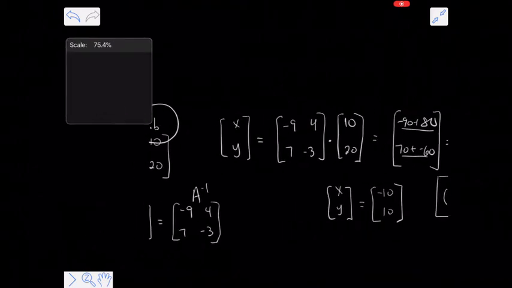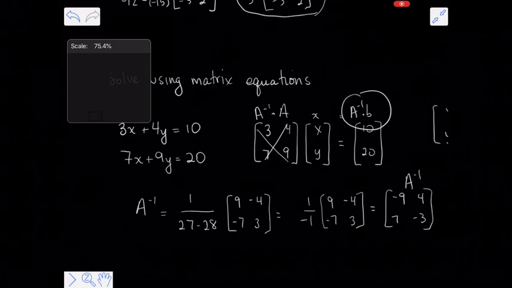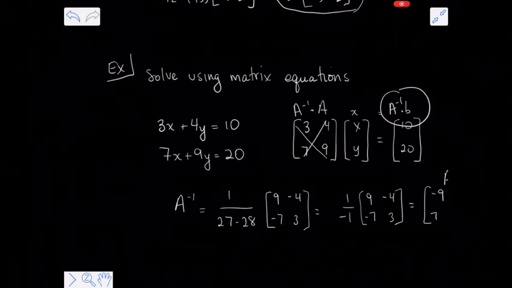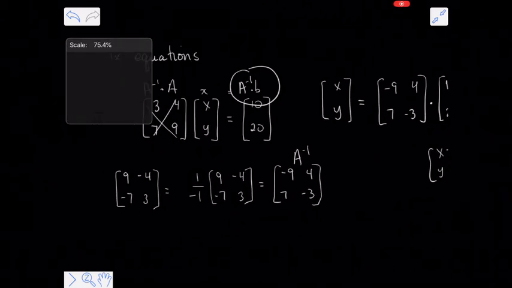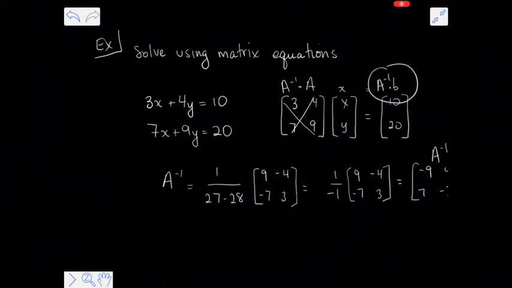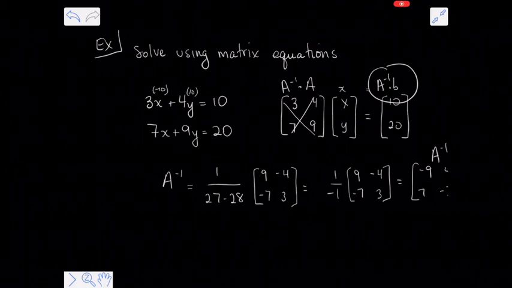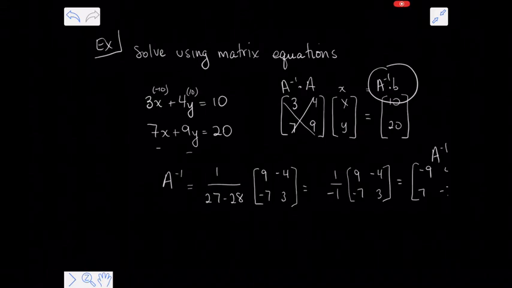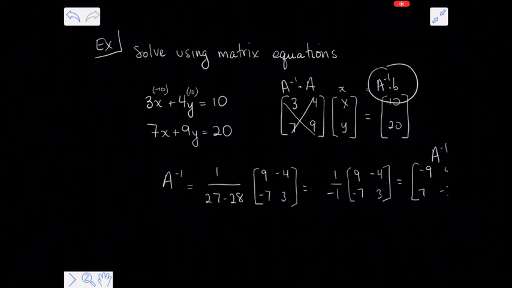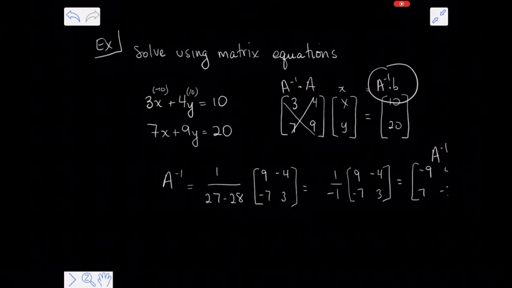Now we can check that. Never a bad idea to check your solutions. So going back to here, which one was, let's see, x was -10 and y was +10, so this would be -30 plus 40, which is 10. This would be -70 plus 90, which is 20. So seems to check out. And as far as using matrix equations is concerned, we're only going to go as far as using, at this point, 2 equations, 2 variables.